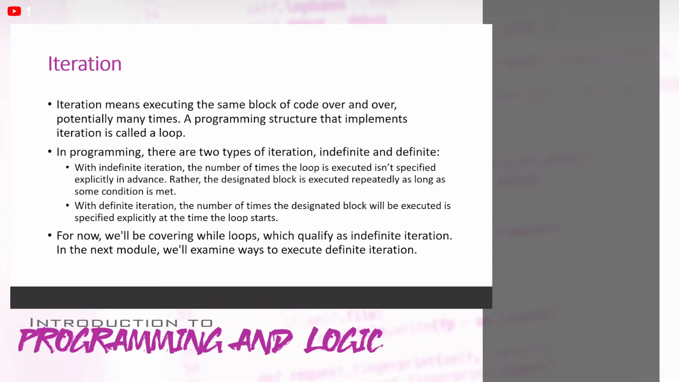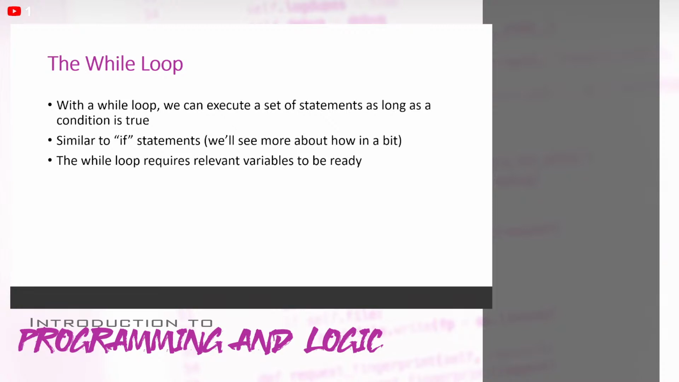We can write while loops that are both indefinite and definite. It all just depends on how we choose to write them. So with a while loop, again, we can execute a set of statements as long as a condition is true. If our if statement says, if this condition is true, we're going to execute this code, our while loop says, as long as this statement is true, we are going to execute this code.